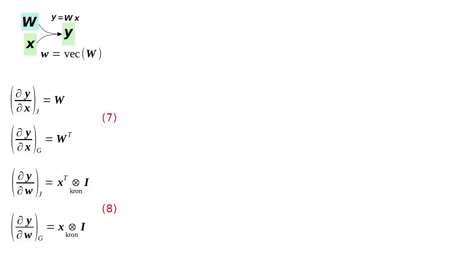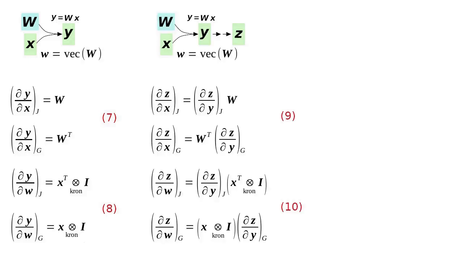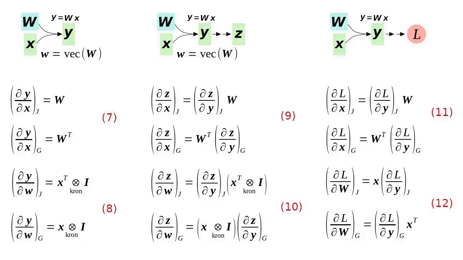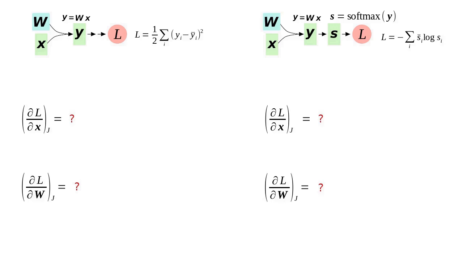In our previous videos, we showed how to derive formulas for the derivatives of vectors with respect to vectors or matrices, especially when matrix multiplication is involved. These formulas can be verified by breaking them down into components and organizing them in the Jacobian or gradient layout. Now that we have formulas 1 through 12 at our disposal, we can apply them to concrete examples where the loss functions are known.